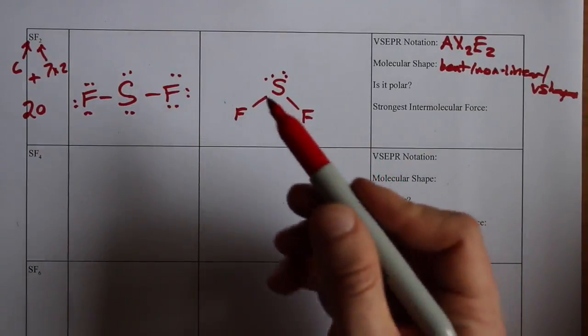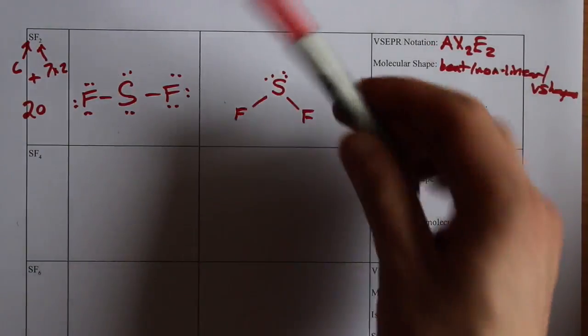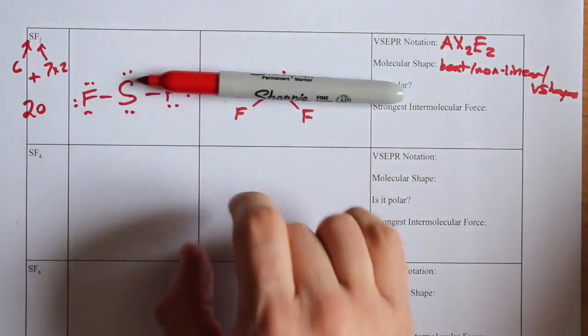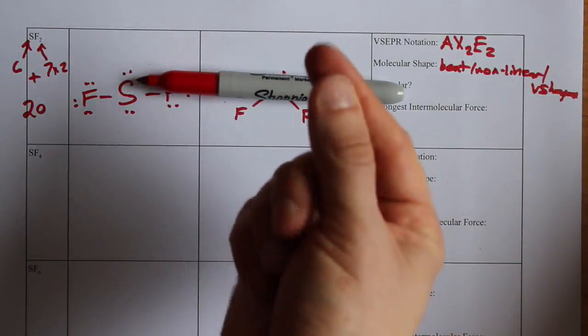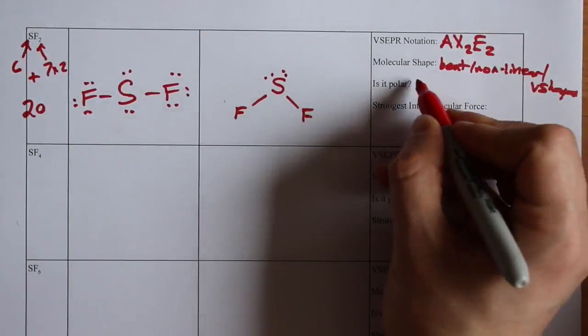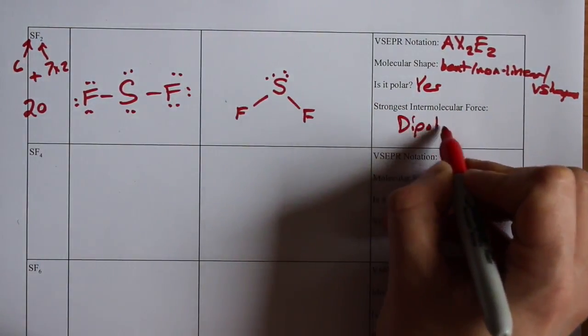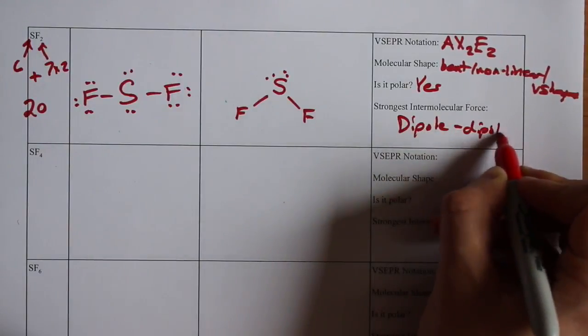Is it polar? Well, sulfur-fluorine bonds are polar, and when drawn this way, it's clear that both the fluorines are pulling down and there's nothing pulling up to balance them out. So yes, it is polar, and the strongest intermolecular force are dipole-dipole forces.